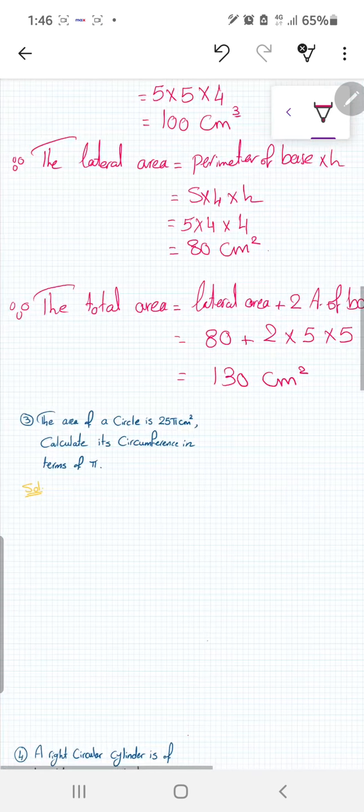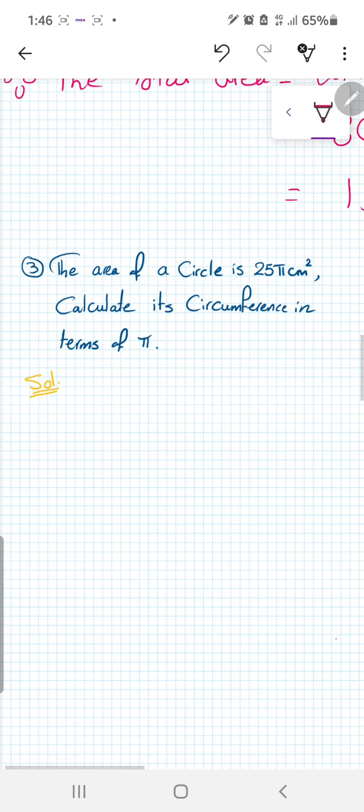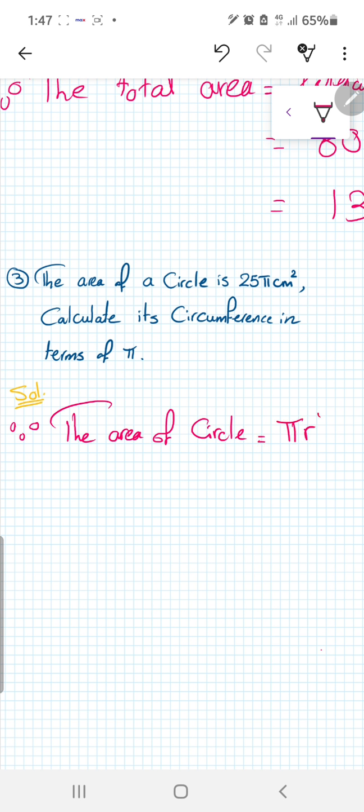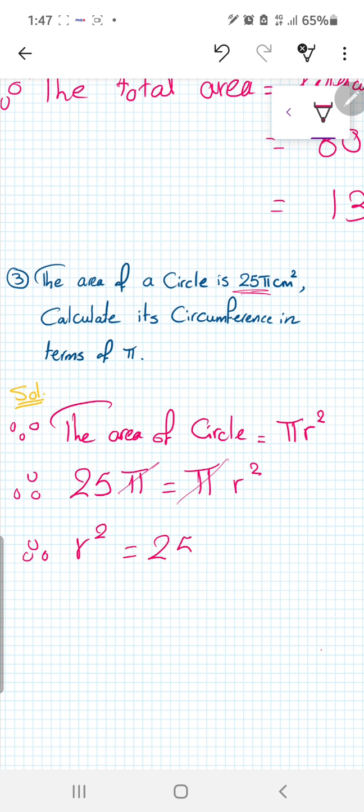Okay, question number 3. The area of circle is 25π centimeter squared. First, write the law of the area of circle. Since the area of circle is πr squared, the area here is 25π. By substitution, therefore 25π equals πr squared. Divide both sides by π, so cancel π with π. We get r squared equals 25.